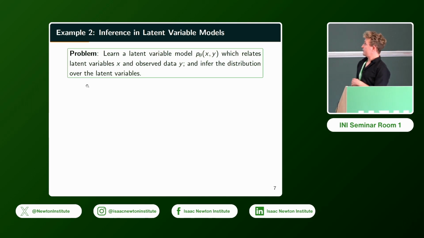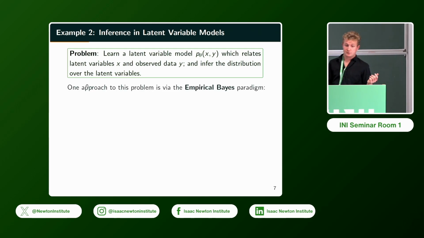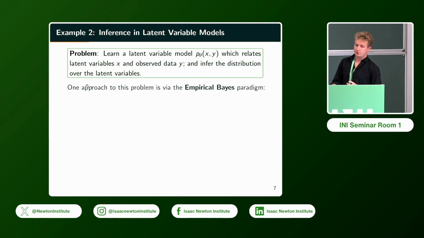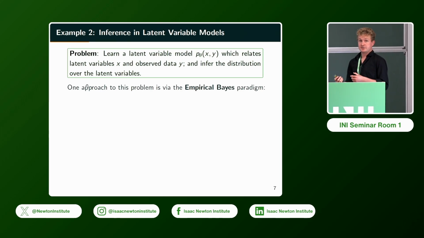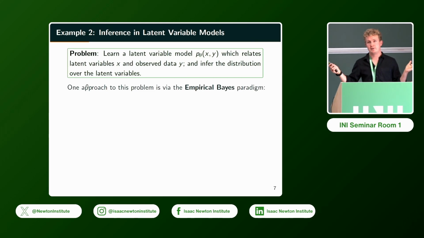A latent variable model, generically speaking, is of the form p_theta(x, y). So we have some model parameterized by theta, which relates some latent variables x and some observed data y. What we'd like to do is learn the parameters of this model and then infer the distribution over the latent variables. One way we can approach this problem is using the empirical Bayes paradigm.